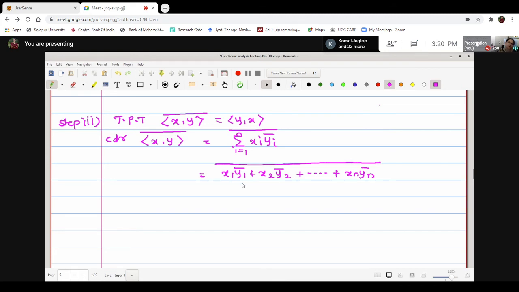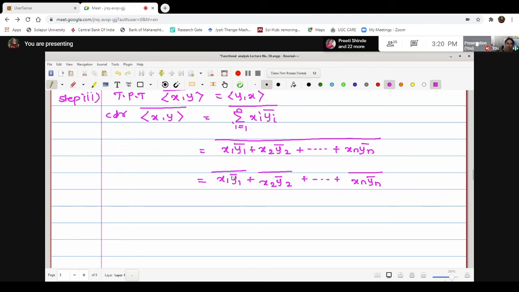Right. Now it's time to use the conjugate property in case of additions. Therefore, we will just separate the additions. I will write this as the conjugate of x1 y1 bar plus the conjugate of x2 y2 bar added with the conjugate of xn yn bar. Next, we will use the conjugate property in case of multiplication also. Here, which property shall I write in detail? This is the conjugate of z1 plus z2 is equal to z1 bar plus z2 bar.